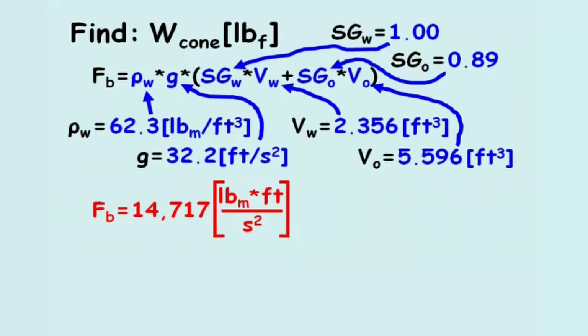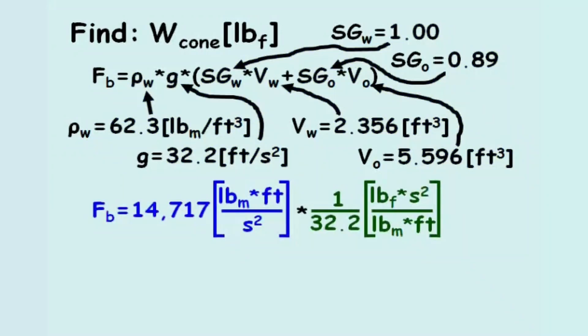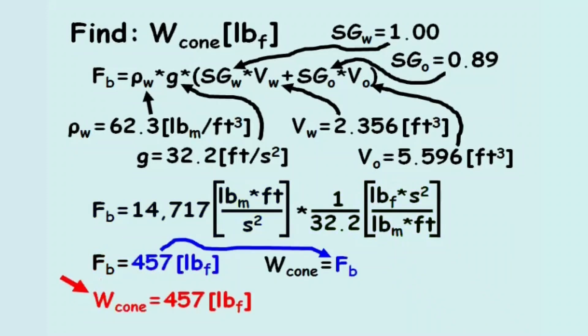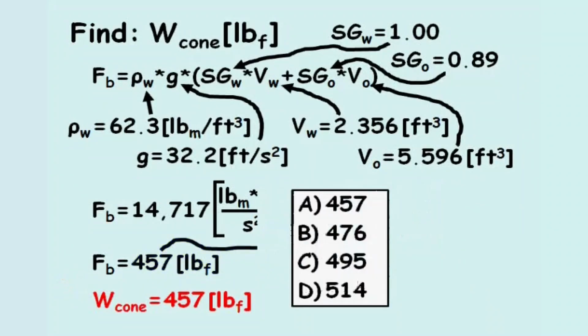After multiplying this value by a unit conversion, the buoyant force equals 457 pounds force, which we previously determined was the same as the weight of the cone. When reviewing the possible solutions, the answer is A.